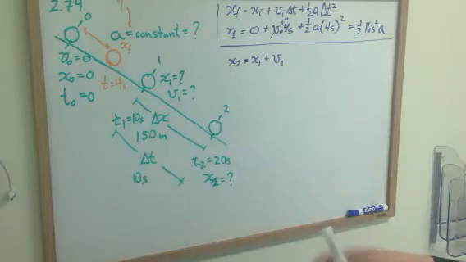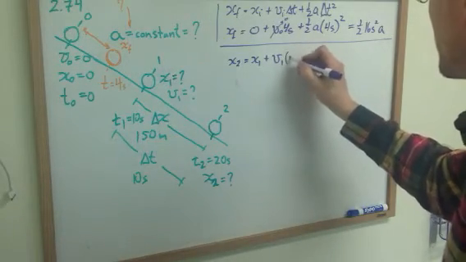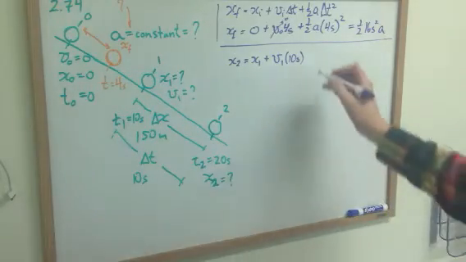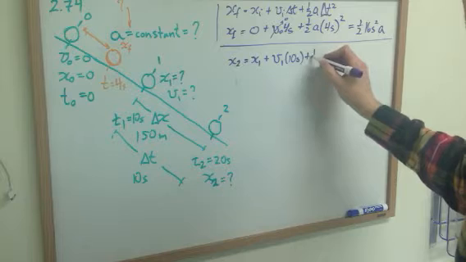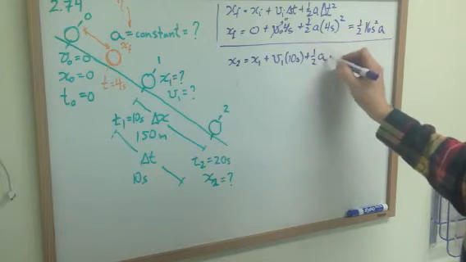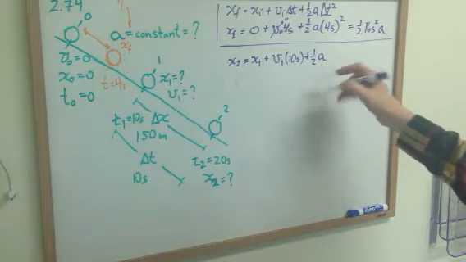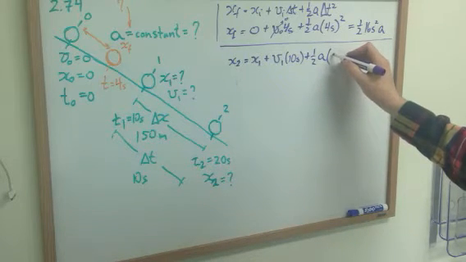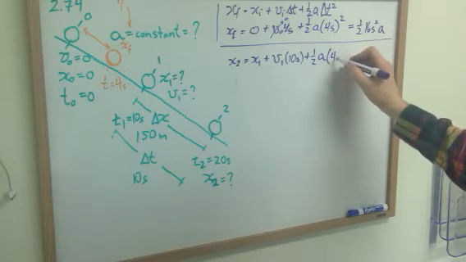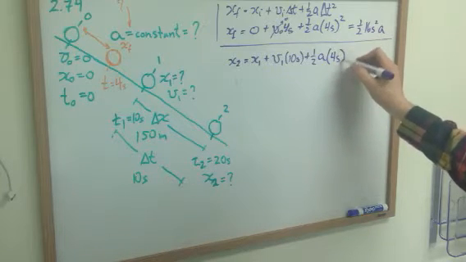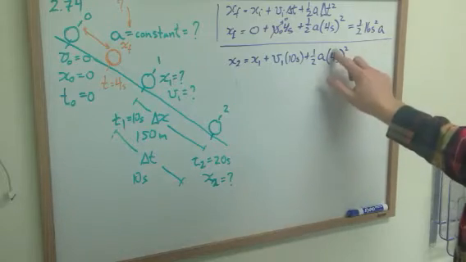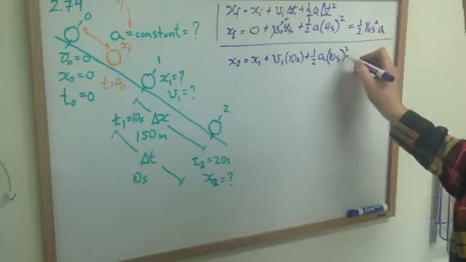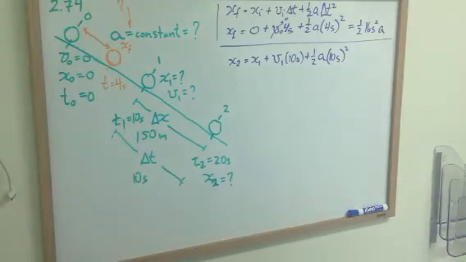Delta t is 10 seconds. That's how long it rolls. That's how long it takes to roll this 150 meters. Plus 1/2 a. We don't know a. And delta t is 10 seconds, so 10 seconds squared. So there.